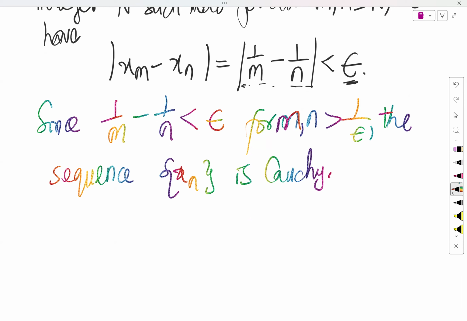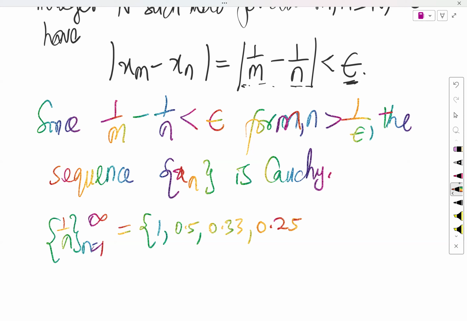I demonstrated that already before: if you have 1 over n, moving from n equals 1 to infinity, if you put 1, you get 1. If you put 2, you get 1 over 2, I mean, to see it better, it's 0.5. 1 over 3, you get 0.33. 1 over 4, 0.25. 1 over 5, 0.2. 1 over 6, I think 0.16, and it goes on like that. So you see that as all these things are happening, the gap between consecutive values is getting smaller and smaller.